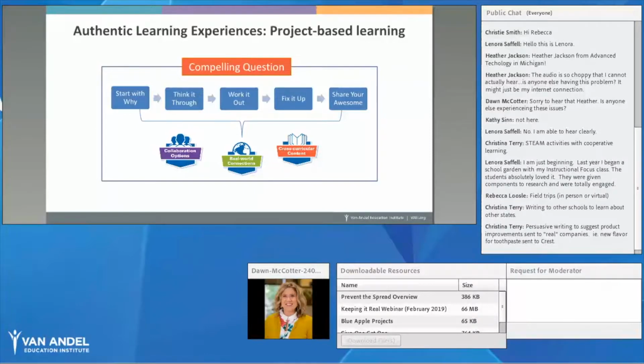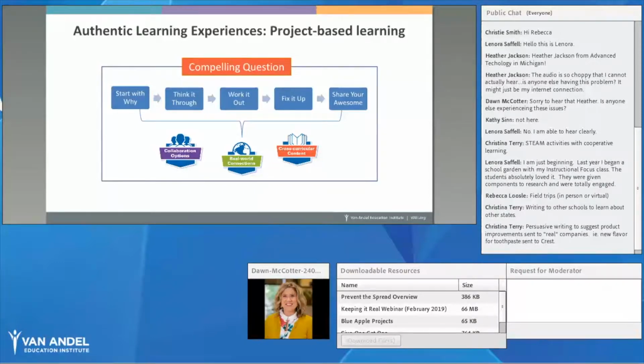And then they work it out. They just do it. And then they fix it up. This is the iterative process where they're critiquing, they're revising, they're testing, and they're iterating until they're ready to share their awesome. And throughout that five-step process, we've pulled out three essential components.